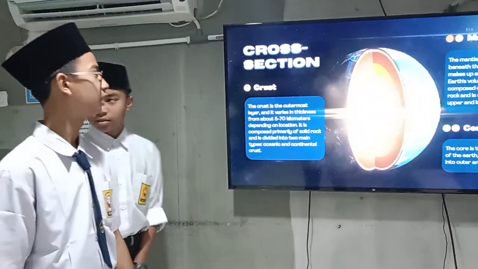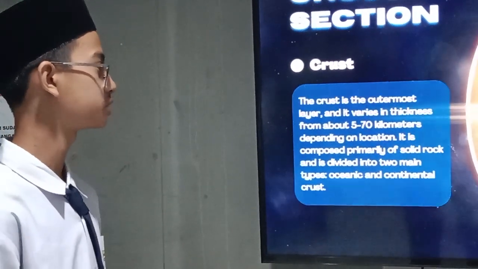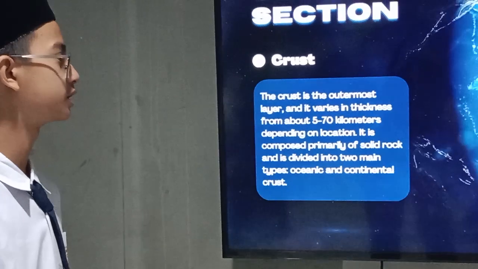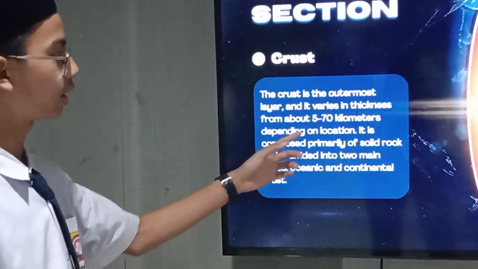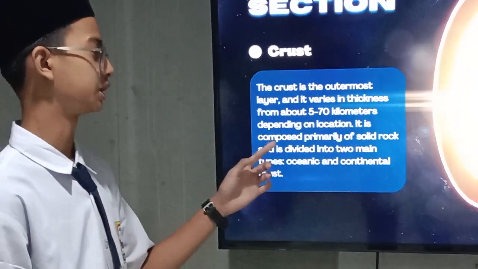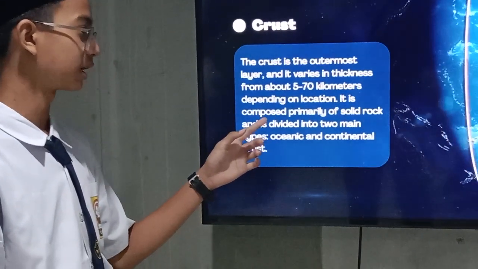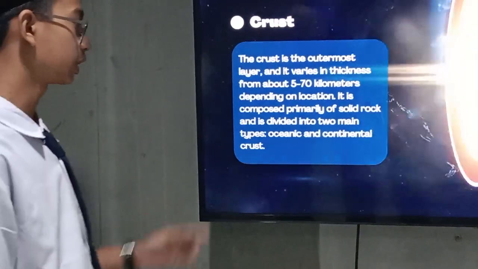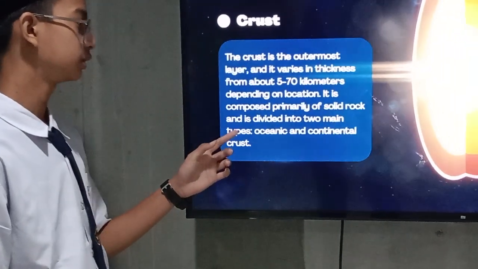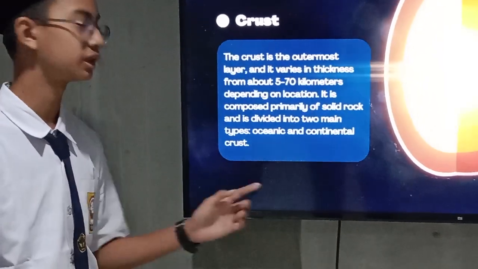Cross section. First is the crust. The crust is the outermost layer, and its thickness varies from about 5 to 70 kilometers, depending on location. It is composed primarily of solid rock, and it is divided into two main types: oceanic and continental crust.